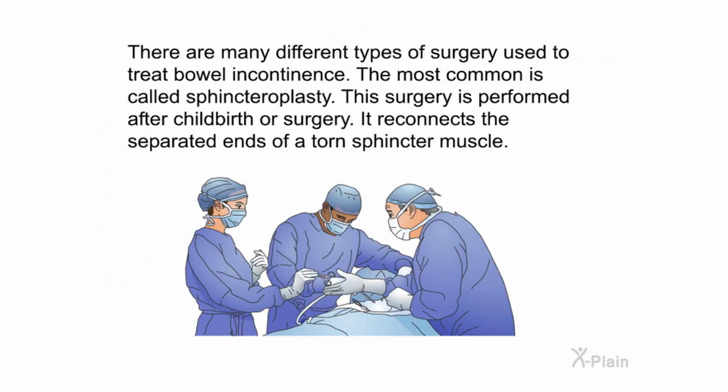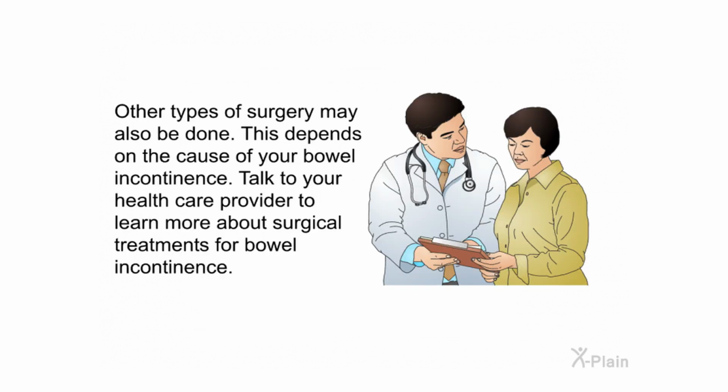There are many different types of surgery used to treat bowel incontinence. The most common is called sphincteroplasty. This surgery is performed after childbirth or surgery. It reconnects the separated ends of a torn sphincter muscle. Other types of surgery may also be done. This depends on the cause of your bowel incontinence. Talk to your healthcare provider to learn more about surgical treatments for bowel incontinence.